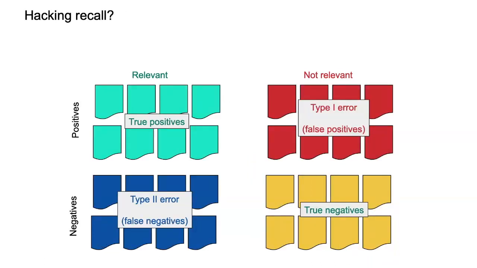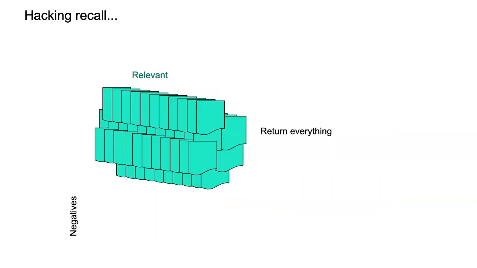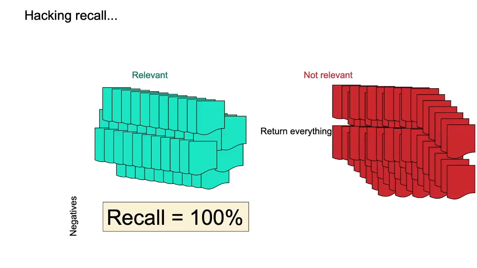Can we hack recall? How do I get 100% recall? Well, I just return everything. You just return everything, exactly. If you return everything, you just get a recall of 100%. By doing that, you also return garbage to the user with everything that wasn't relevant, but you get a recall of 100%, right? So this is why you need to be a bit critical with these things, right?